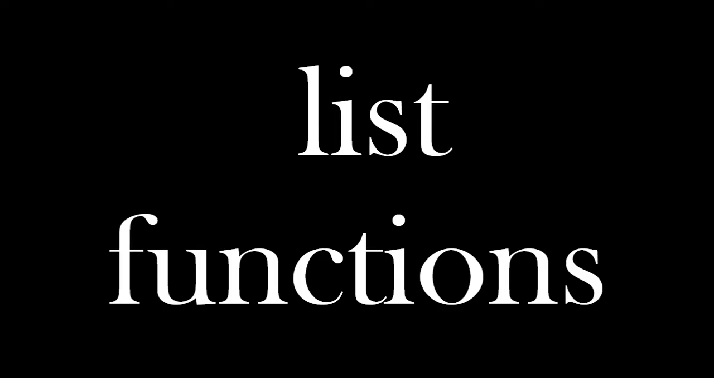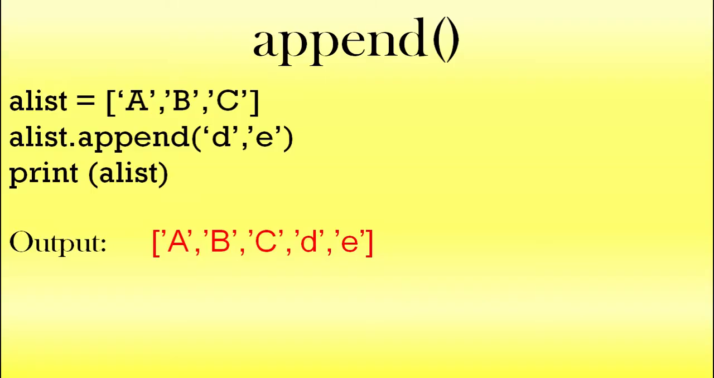Let's look at the list functions. Append. Append adds on elements to a list. So we have A, B, C. We append D and E, and now we have a list A, B, C, D and E.